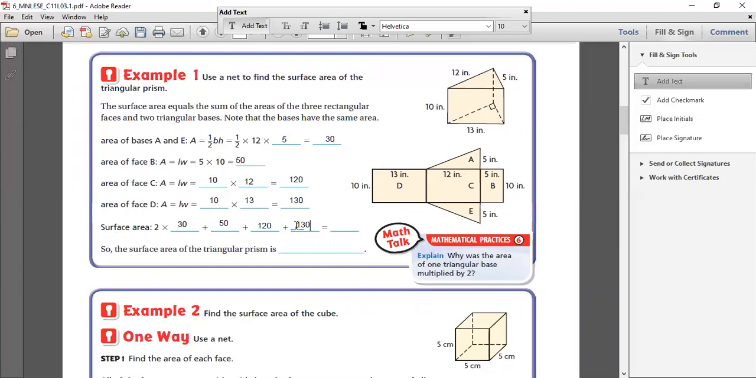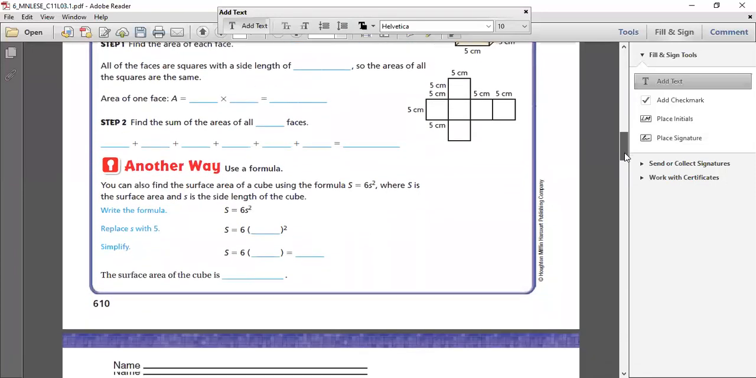That's going to give you 360. And don't forget the units. It should be in square inches. So the surface area of the triangular prism is 360 square inches. Okay, so this is how you have to find the area of a triangular prism.